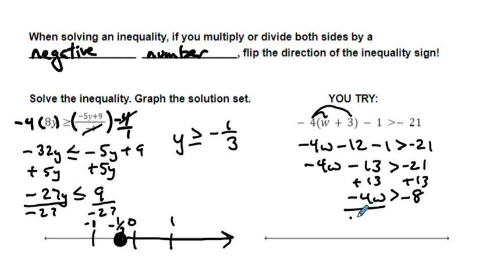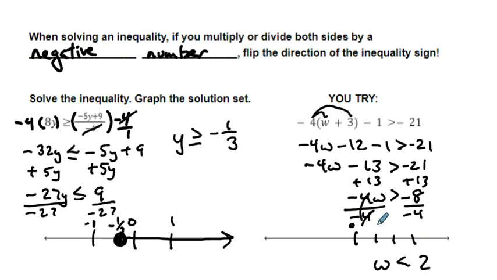And now my last step is to divide by whatever my coefficient is. My coefficient is negative 4. So we're going to divide by negative 4. And then when I write my answer, I'm going to flip my sign around. So I take that and I flip it to that. We get w because those cancel. And then negative divided by negative is positive 2. So w is less than 2.